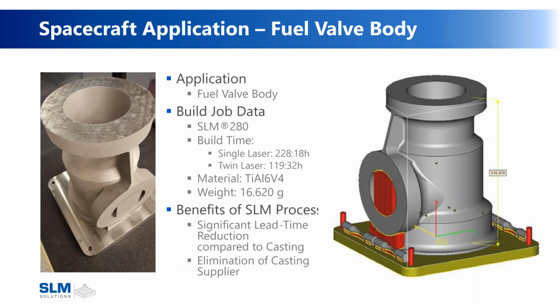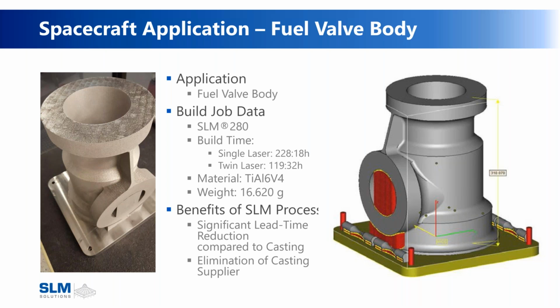How about spacecraft applications? So here is a fuel valve body that is printed out of titanium. This part was traditionally cast. This part would crack a lot during casting. So being able to go to metal additive manufacturing, we're able to control the inputs significantly better than casting, and we're able to prevent the cracking on this part almost completely.